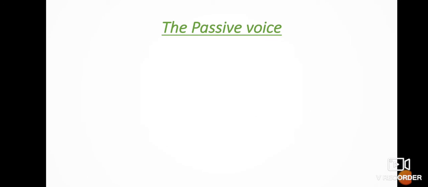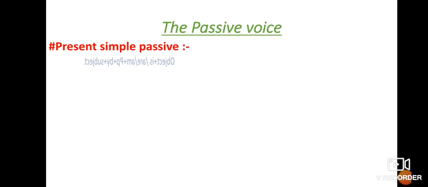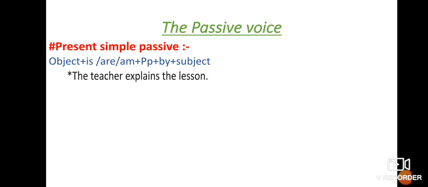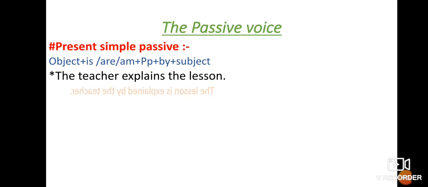Now I'll explain the passive voice in detail. Okay, in the present simple tense, what is the form of the present simple tense in passive? Object, is or are or am, plus the past participle of the verb, and by and the subject. Here I have an example. For example, the teacher explains the lesson. This is the present simple. I want to change it into passive. I say the lesson is explained by the teacher. This is the present simple passive.